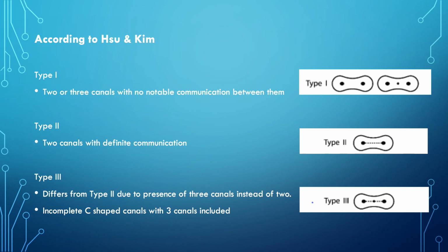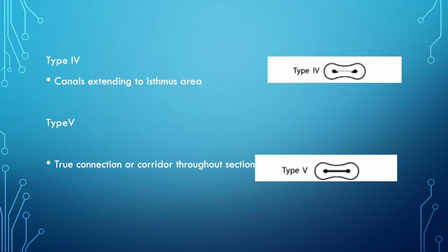There are other classifications also, like the Hsu and Kim classification, where type 1 is 2 or 3 canals with no communication between them, type 2 is 2 canals with a definite communication, and type 3 differs from type 2 due to the presence of 3 canals instead of 2. It's an incomplete C-shaped canal with 3 canals included. Then there is type 4, which is canals extending into the isthmus area, and type 5, which is a true connection or a corridor throughout the section. So that is about the canal isthmus.